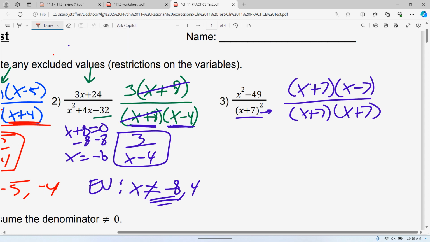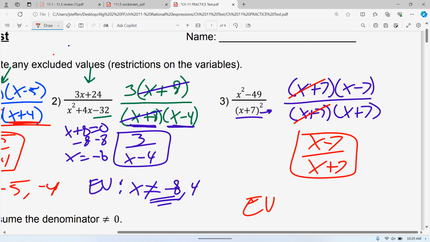The x plus 7s ended up canceling. So your final answer then is x minus 7 times x plus 7. And your excluded values are x cannot equal -7 and -7. Well, you only need to put it down once because it's just one number. If you put it down twice, it's fine. What would make this one 0 is -7. That also makes this one 0.